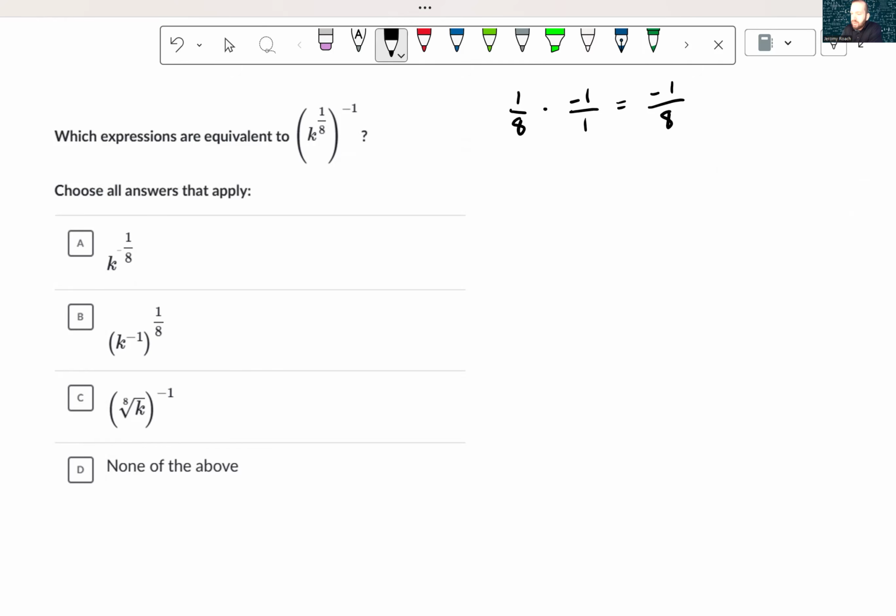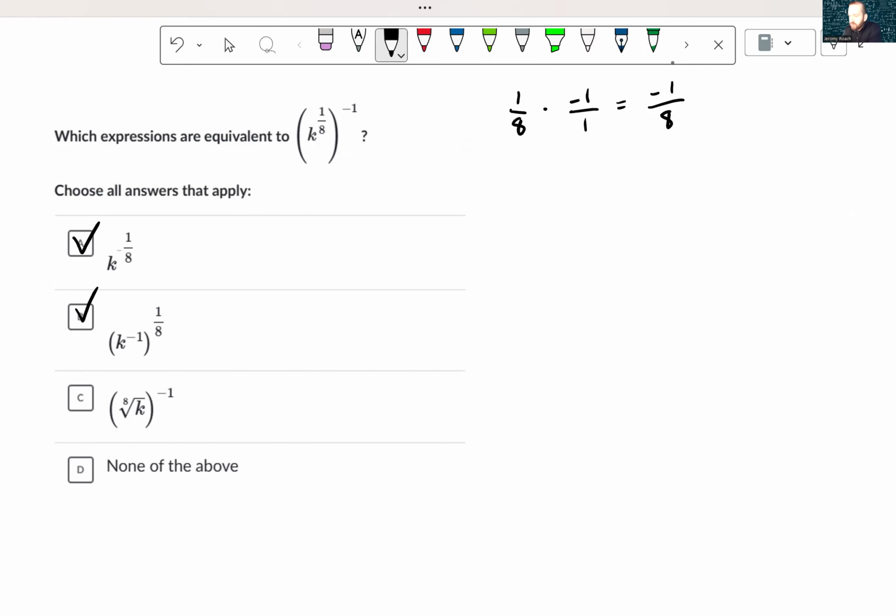So this one says A is correct, but now we have to check B and C and see if that also equals K to the -1/8. So for B, we're going to actually multiply -1 times 1/8 again, just in the different order, but that's still going to give us -1/8. So B is correct as well. Let's take a look at C.